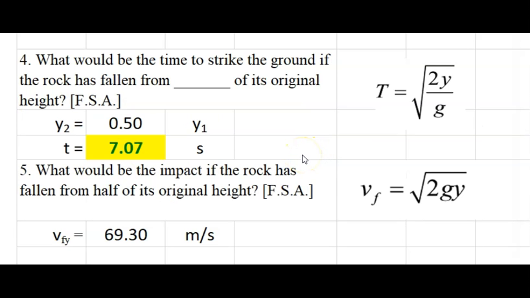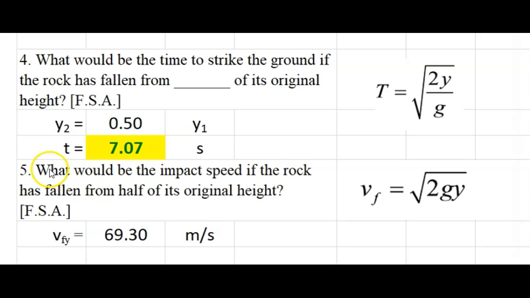In question number 4, it said what would be the time to strike the ground if the rock had fallen from half of its original height? So the original height, we cut that in half, and we know we solved equation 3 for t, and we get the square root of 2y over g. So that would be the square root of 2 times half of the original height divided by gravity, and that gave you 7.07 seconds to impact.